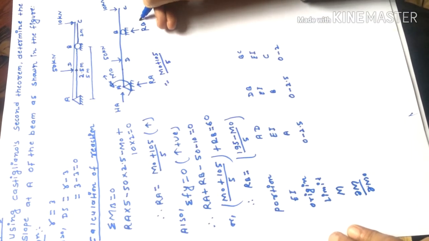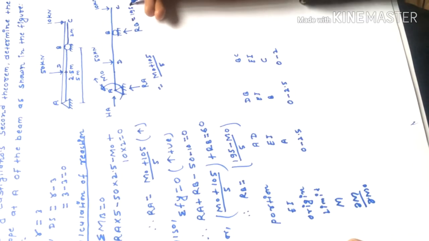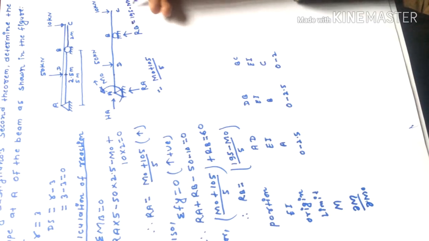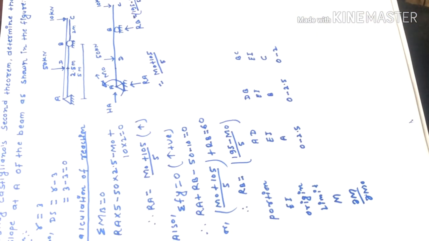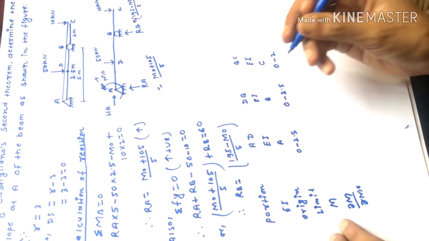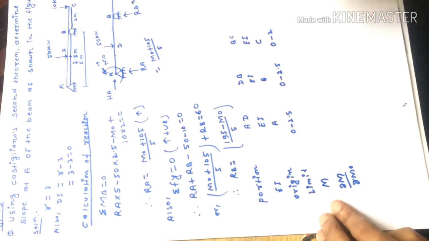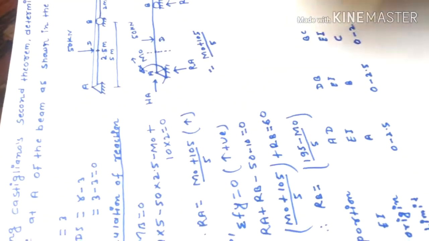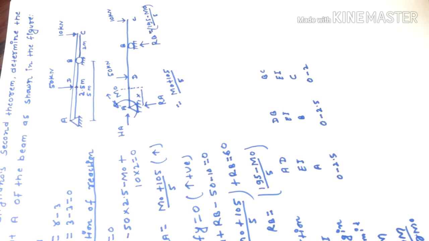Also RB is equal to (195 minus m naught) divided by 5. Now let us calculate the bending moment in each portion separately. At first, let us calculate the bending moment in portion AD. Let us take a section at a distance of x from origin A.